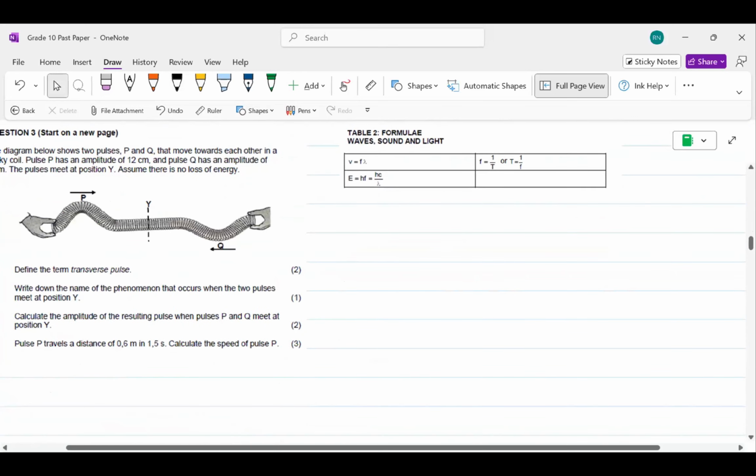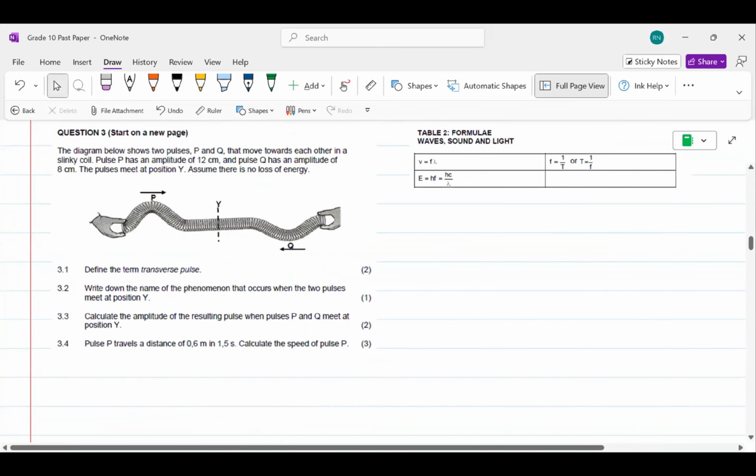Now this one, again, we're still on waves. We're told that in the diagram, there are two pulses, P and Q, and they move towards each other in a slinky coil. The pulse P has an amplitude of 12 centimeters, and the pulse Q has an amplitude of 8 centimeters. The pulses meet at position Y, and let's assume there's no energy loss, right?